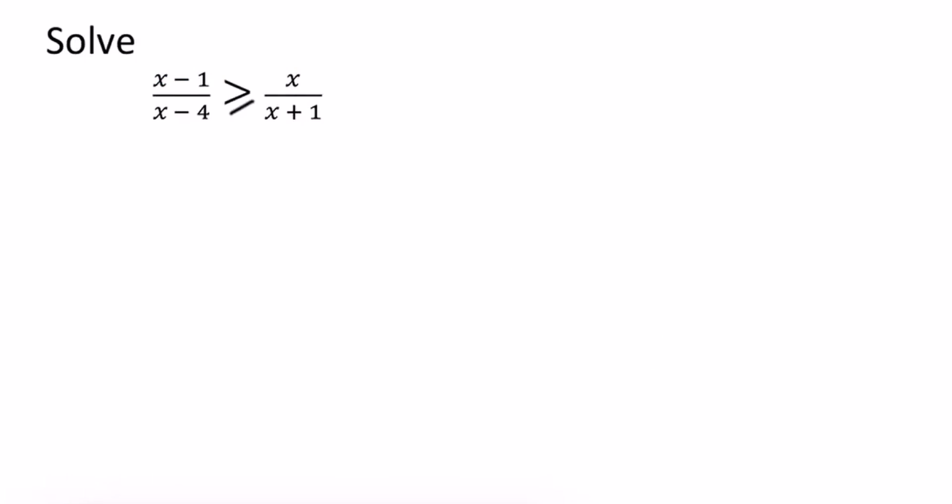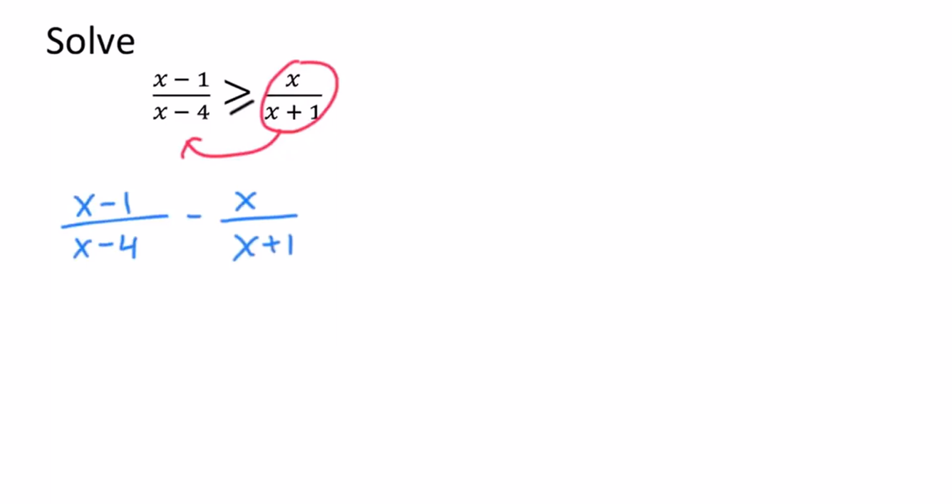Solve x minus 1 over x minus 4 is greater than or equal to x over x plus 1. So again, we want 0 on one side, the rest to the other side. So this fraction here, let's minus it over. And we have x minus 1 over x minus 4 minus x over x plus 1 is greater than or equal to 0.